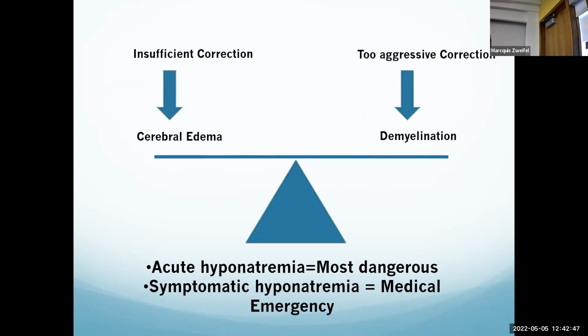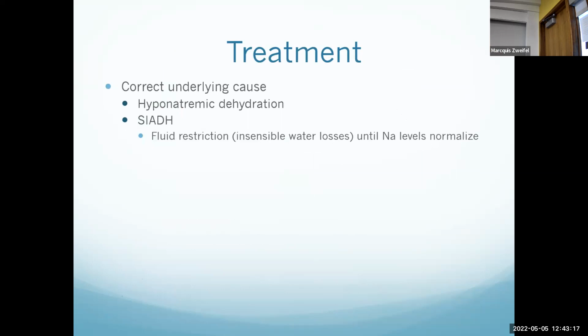So there is insufficient correction or too aggressive correction. If we do insufficient correction, it can lead to cerebral edema. If we correct too aggressively, that can lead to demyelination. So acute hyponatremia is the most dangerous out of all your electrolyte imbalances. Symptomatic hyponatremia is a medical emergency. Again, be vigilant of what is symptomatic, what is not. We need to correct the underlying cause.